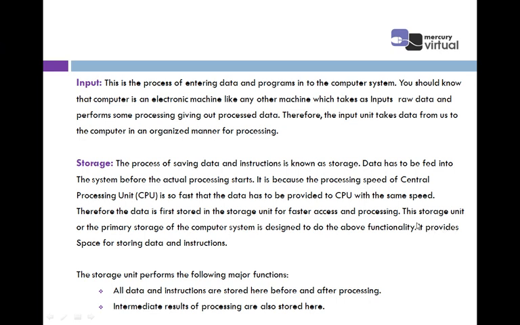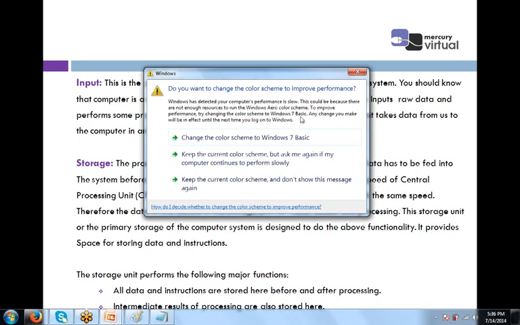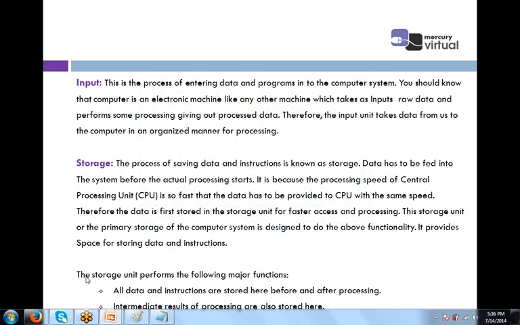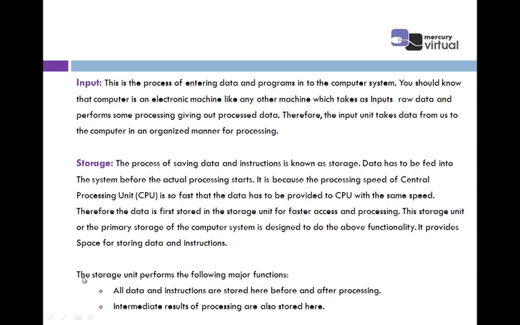At last, storage. Storage provides space for storing data and instructions, means a memory unit used for storing the data and instructions. At the end, there are two main points. The storage unit performs the following major operations. All the data and instructions are stored here before and after processing. Before processing means that is raw data, and after processing means that is a finished product. And also the intermediate results of processing are stored here.